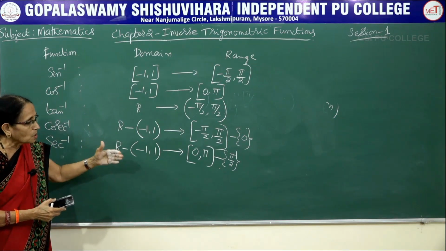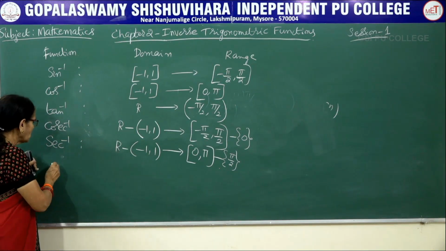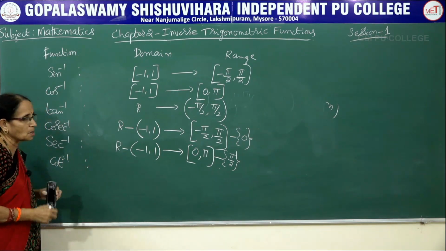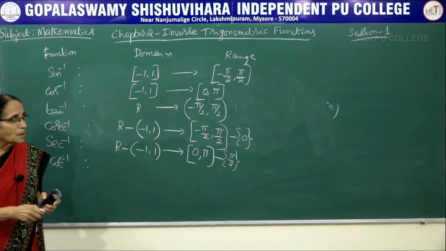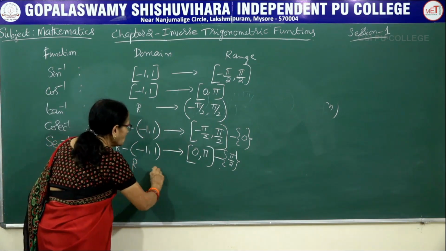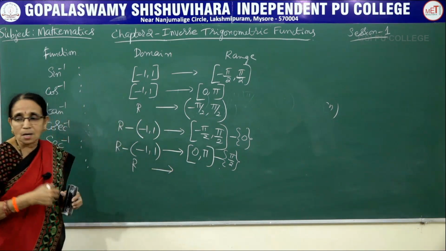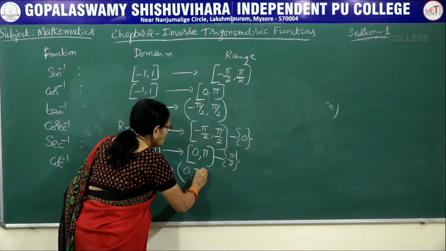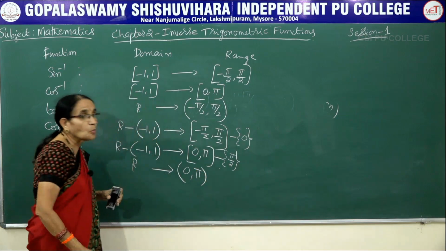Secant pi by 2 becomes 1 by 0, which is not defined. Now lastly, the cot inverse. Cot inverse is a function. What can be the domain of this one? The domain is the set of the real numbers. And what can be the range of this one? Here we are considering 0 to pi, it is an open interval.